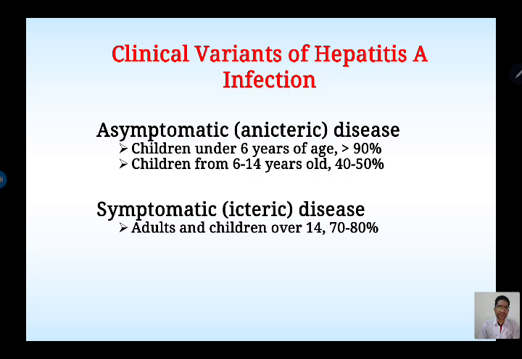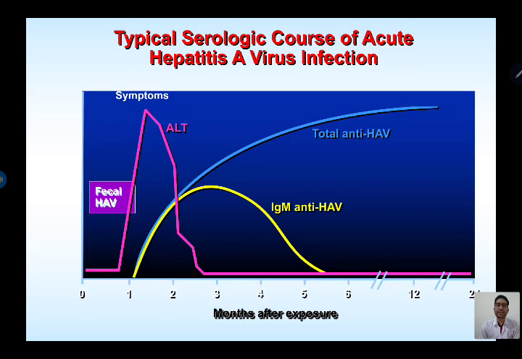Clinical variants of the hepatitis A infection. Asymptomatic, anicteric disease: children under 6 years of age, greater than 90%; children from 6 to 14 years old, 40 to 50%. Symptomatic, icteric disease: adults and children over 14, 70 to 80%. A typical serological course of the acute hepatitis A virus infection.